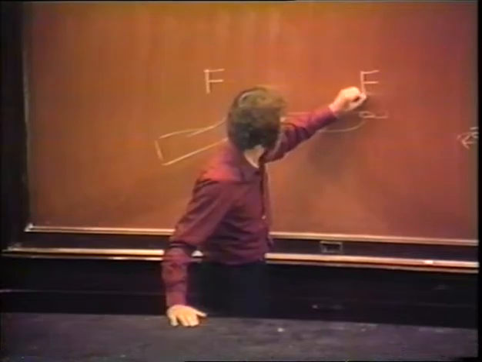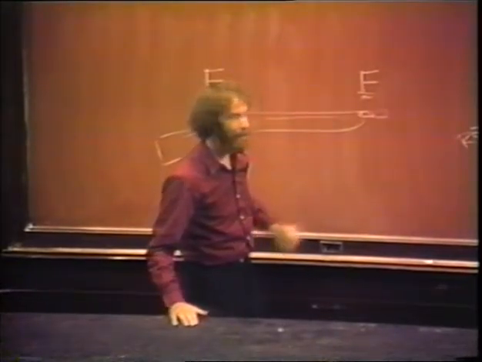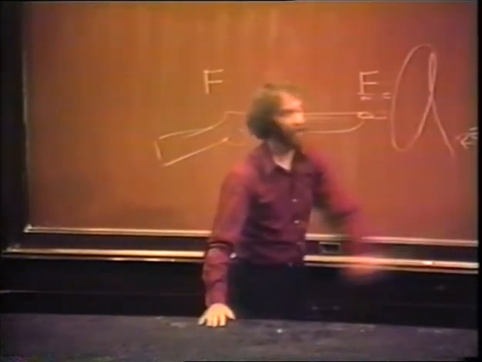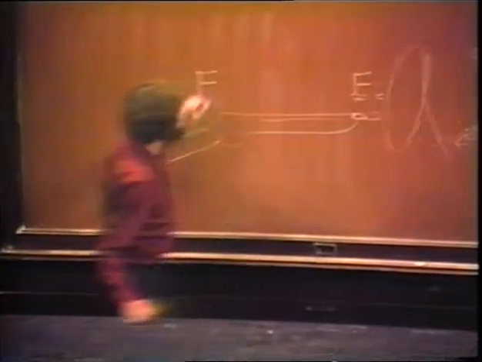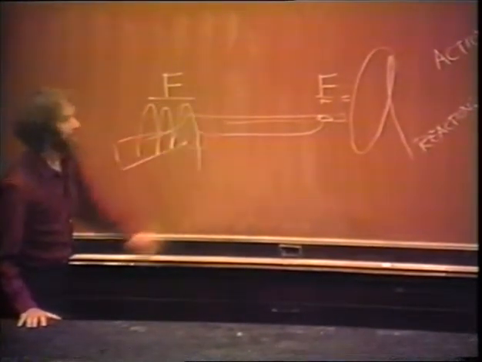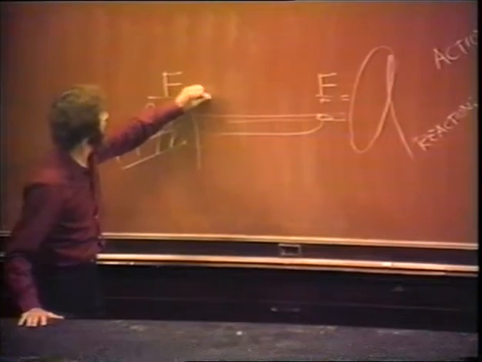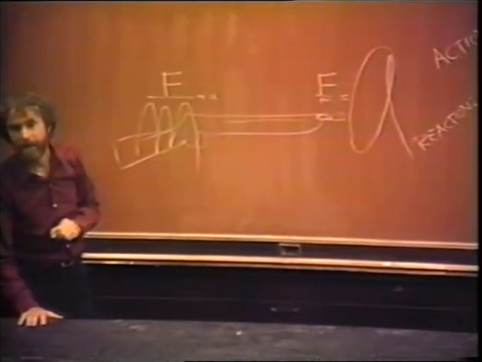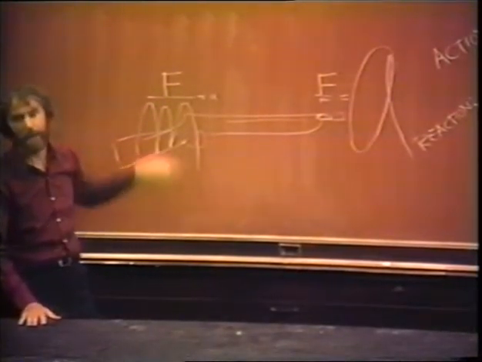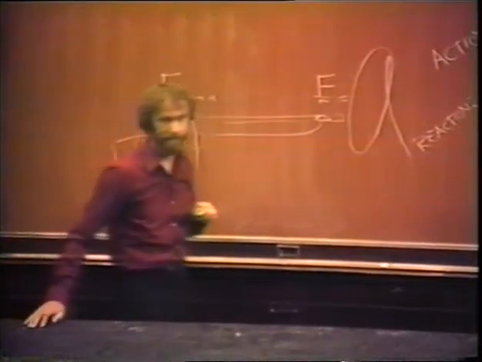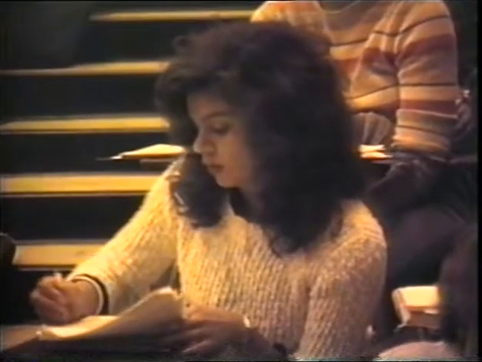Here's the mass of the bullet. So here's the acceleration of the bullet. Here's the mass of the gun. So here's the acceleration of the gun back against the shoulder. Quite small. Only because the mass is big.